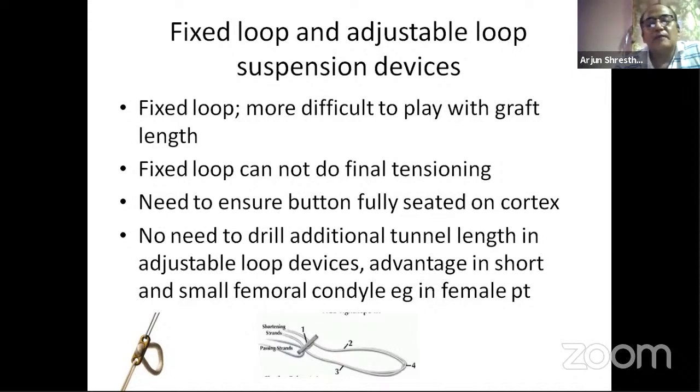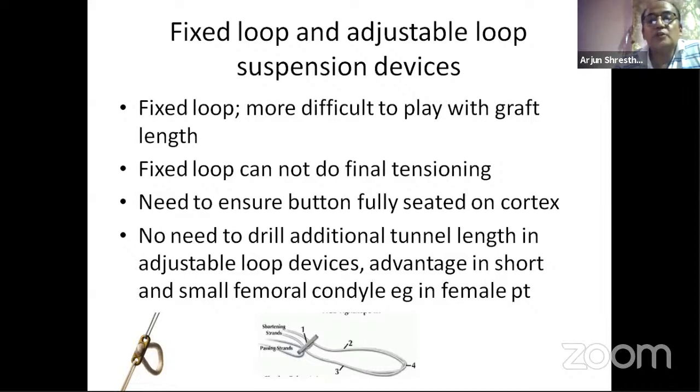So at that time, for such a small patient, especially a female patient, there is this irreversible loop kind of device. It is a brand name, maybe the TightRope. It is very useful, because you need to drill only that portion of the graft. If you want 20 mm or 25 mm, you drill only that portion. Automatically the pulling effect, the shortening effect of pulling the threads, will get the graft inside. No need to drill an extra tunnel inside the condyle.